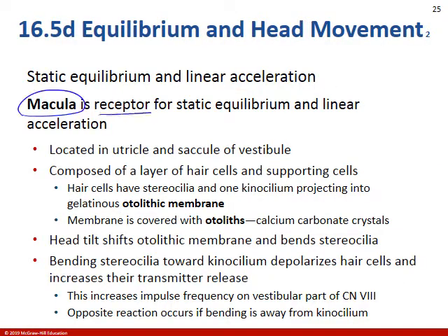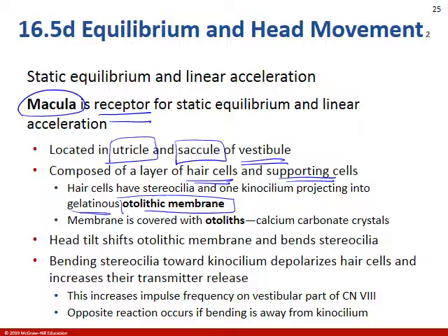The macula is the receptor. It's located in the utricle and the saccule of the vestibule. It's composed of hair cells and supporting cells. We're also going to have this gelatinous membrane, and inside of it we're going to have calcium carbonate crystals. So some people like to think of the otolithic membrane as jello, and the otoliths as rocks or fruit, for our example, in the jello.